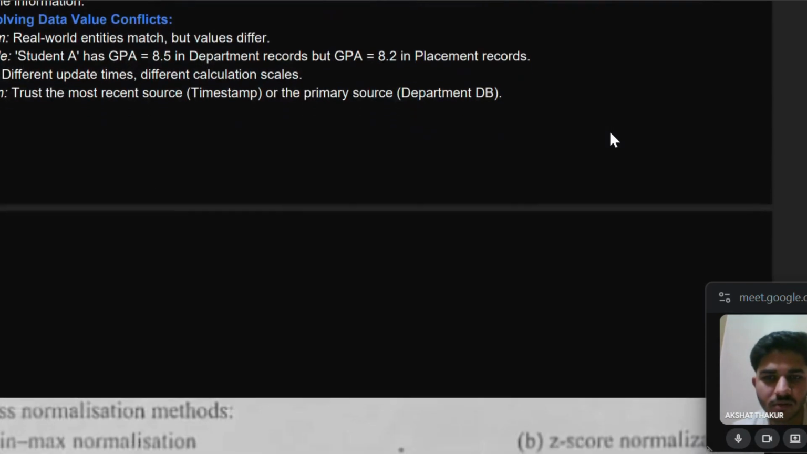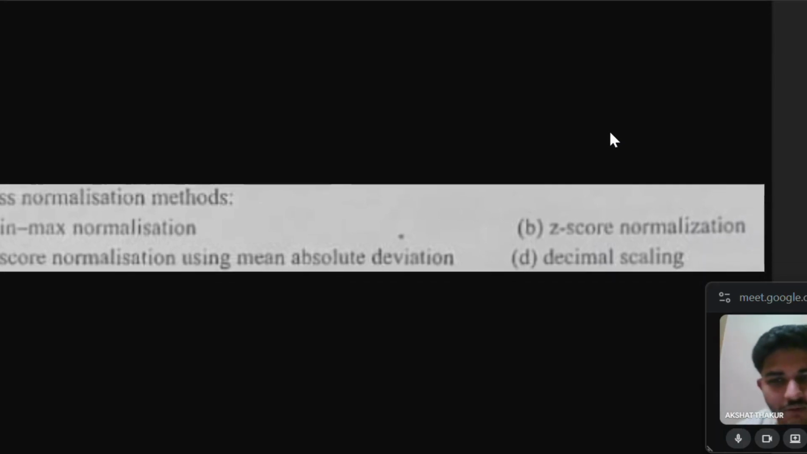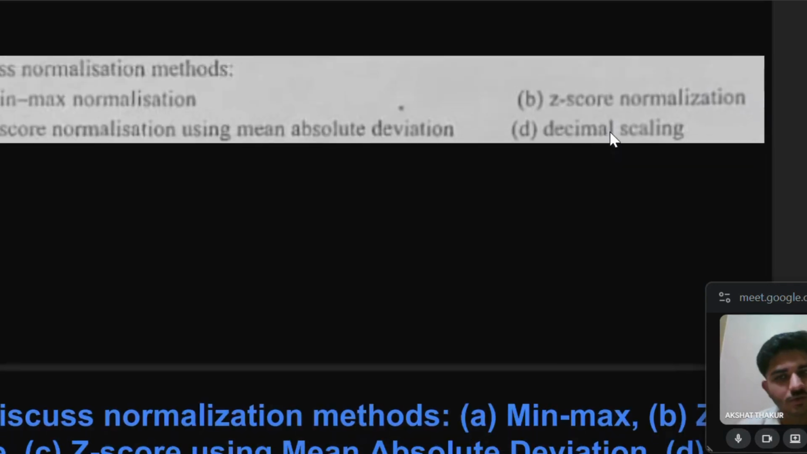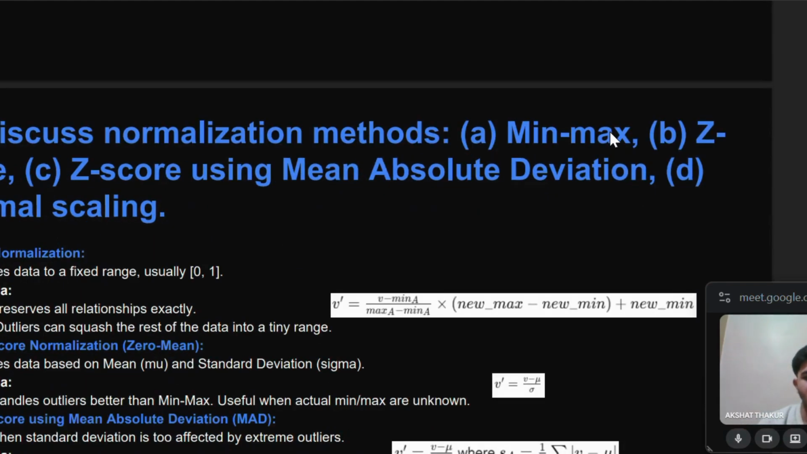Resolving conflicts, we have gone through it. Discussing normalization methods: minimum-maximum normalization, z-score normalization, z-score normalization using mean absolute deviation, then decimal scaling. So for question number 13 we'll be discussing this. First is min-max normalization.